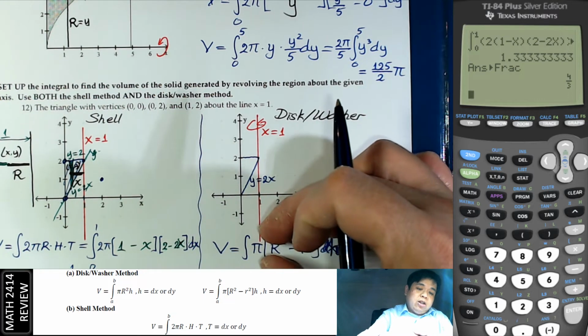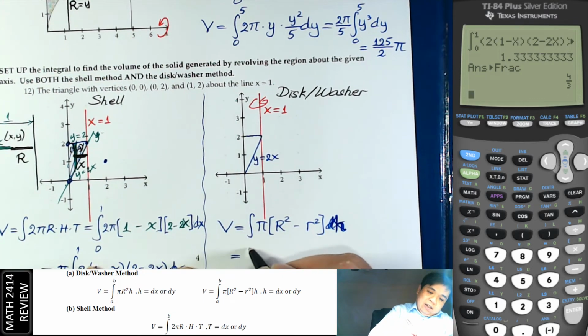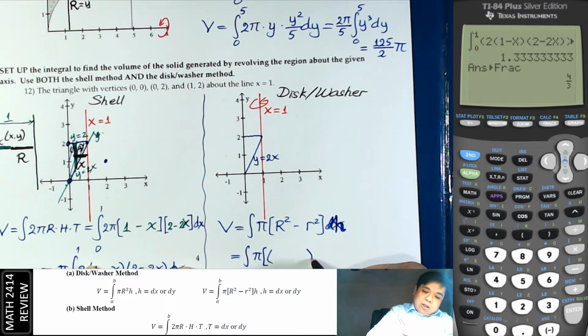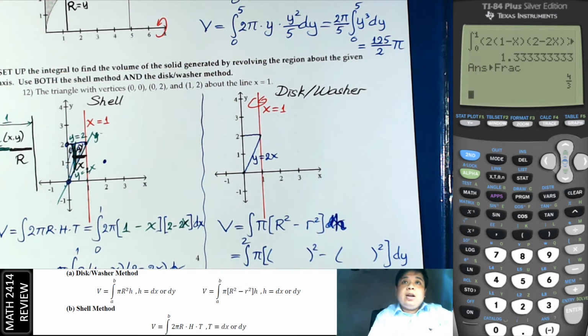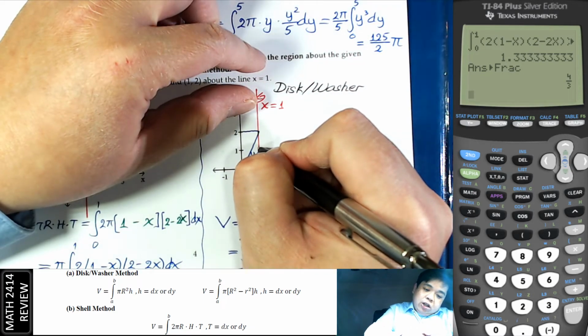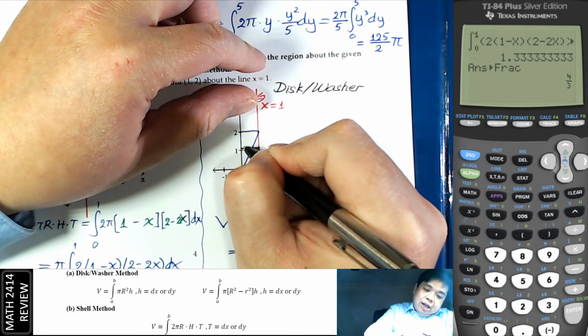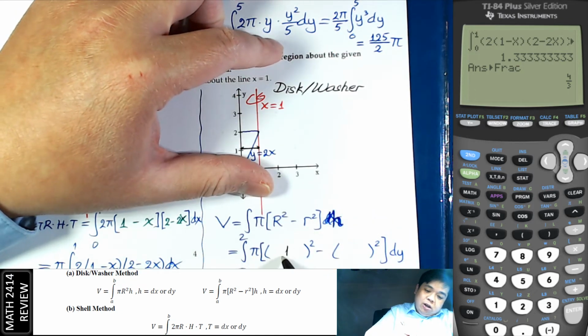The axis of rotation is vertical, so we stack it, so that's going to be dy. So we have something squared minus something squared, dy, with y going from 0 to 2. Now there will be 2 radii. From the axis of rotation to the outer edge, that is the big radius, which is 1, right? That distance is constantly 1.